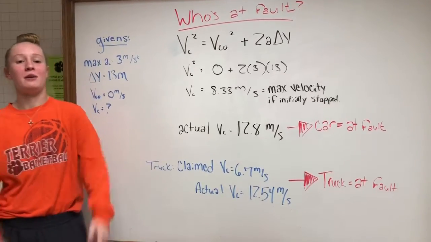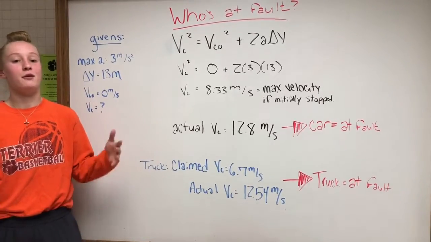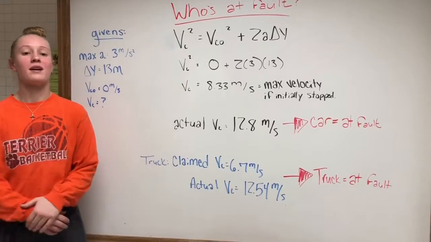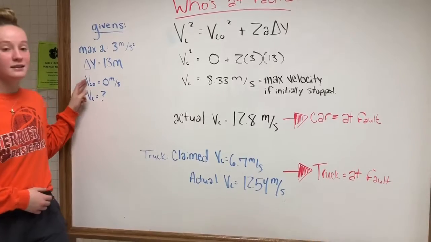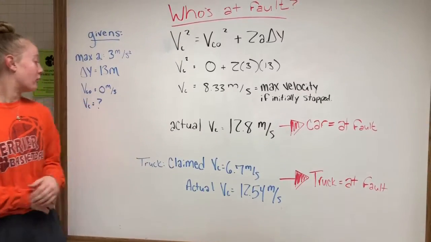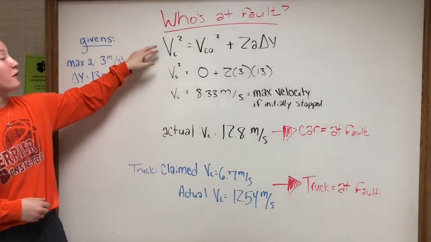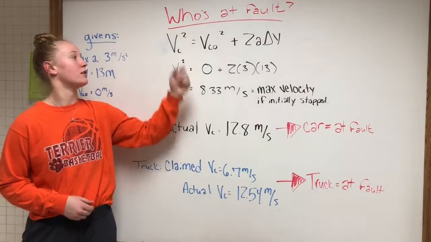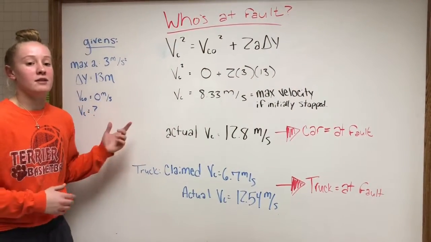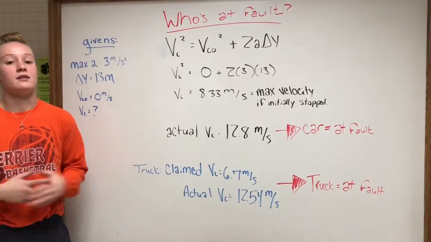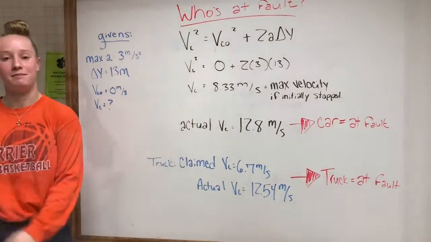One final calculation that we conducted was the max velocity of the car if it really stopped at the light. We know that the max acceleration of the car is 3 meters per second squared. Initial velocity is 0, and the distance traveled is 13 meters. We can use this equation, the final velocity squared equals the initial velocity squared plus 2a, change in y, and plug in all of our givens to find the final velocity, or in this case, the max velocity the car could obtain. We found it to be 8.33 meters per second.